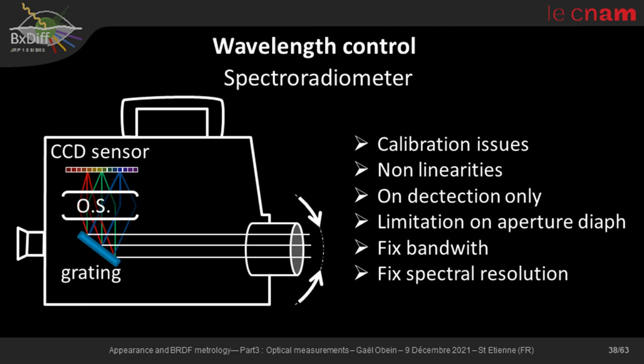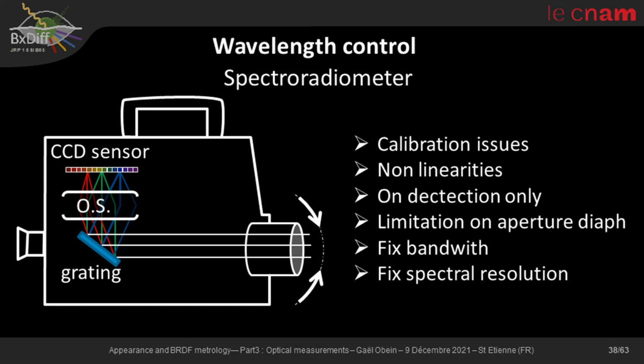Another way is to use a spectroradiometer. Then you do the spectral measurement on the detection. You illuminate with a broadband light source, and you measure on the detection using a CCD sensor inside the spectroradiometer. The grating is here, and you get the wavelength here. This is cool and fast because you can do a full spectrum very quickly.